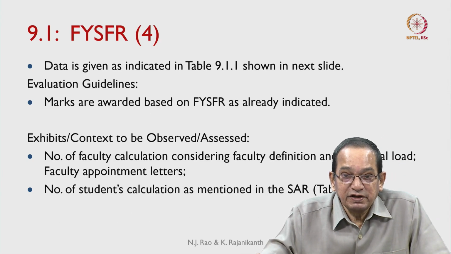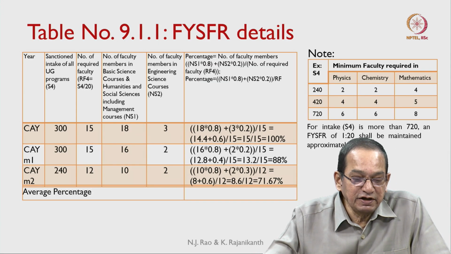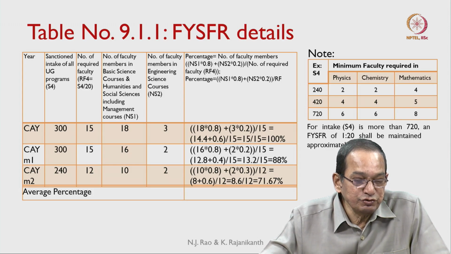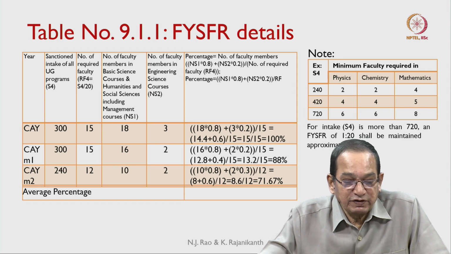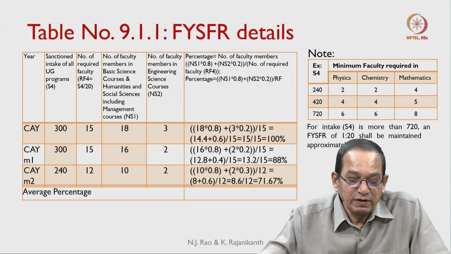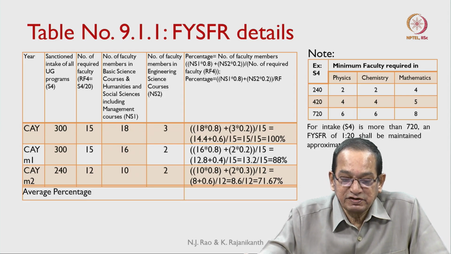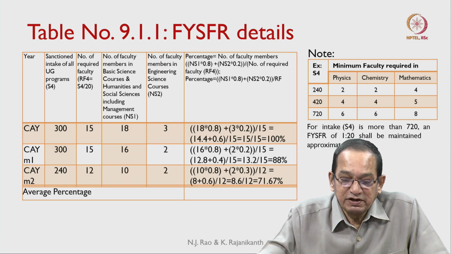The data is provided in a given format, we will show that format. This is how the data is provided: year CAY, CAY M1, CAY M2, then all the required data, sanction intake S4, required faculty RF4, S4 by 20, then NS1 faculty for humanities, basic sciences, etc., NS2 from engineering science courses, then the percentage, which as we have just seen in the example is NS1 into 0.8 plus NS2 into 0.2, and that is divided by the RF4.